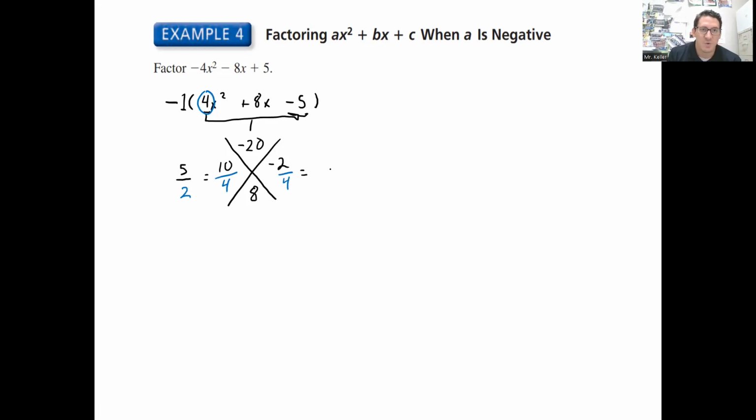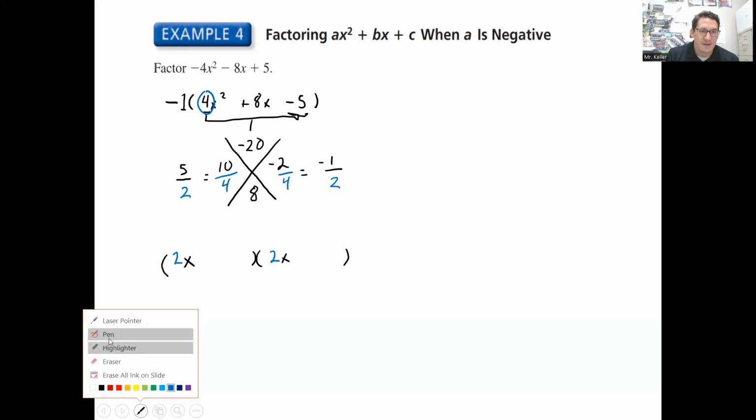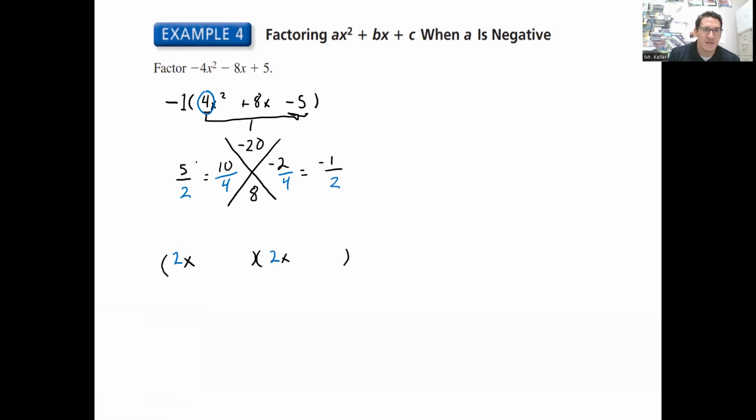This one here, negative 2 over 4, that reduces to negative 1 over 2. So once you have that all fully reduced, now we can put things in their parentheses. So they each get an x. The numbers on the bottom, the denominators get put in front of the x's. So that's going to be a 2. That's also going to be a 2. And then the numbers on top, the numerators get added or subtracted. So that's going to be a plus 5. It's going to be a minus 1.